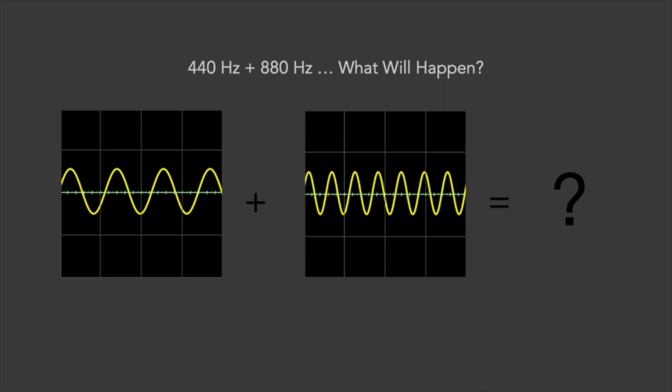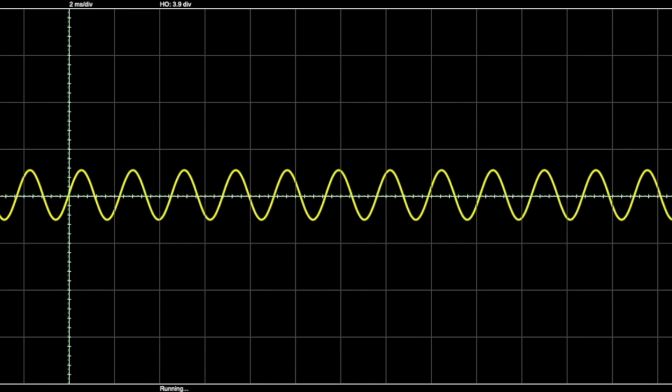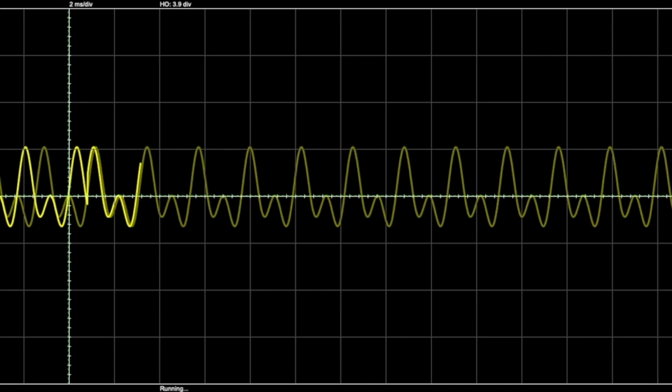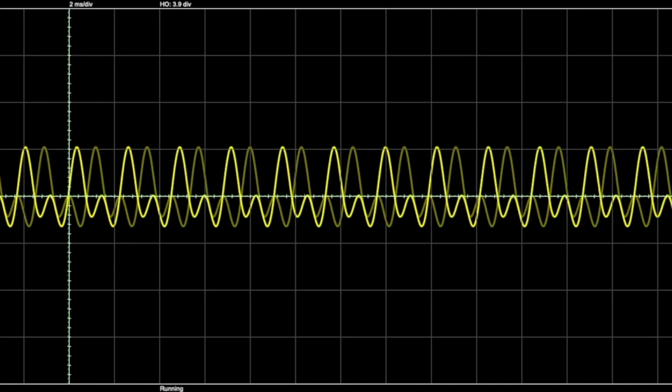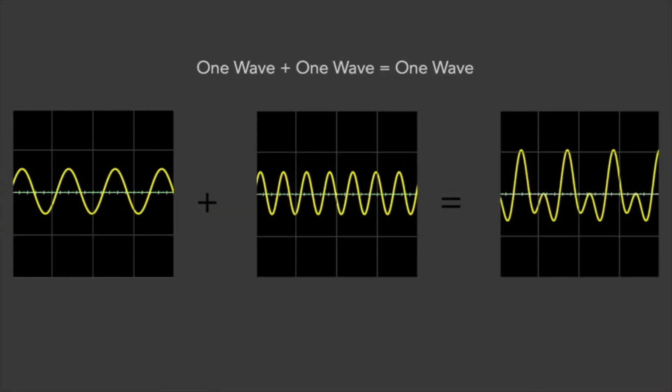What happens if we play two frequencies at the same time? Let's play 440 Hz and 880 Hz at the same time. Now we see that the graph becomes more warped.